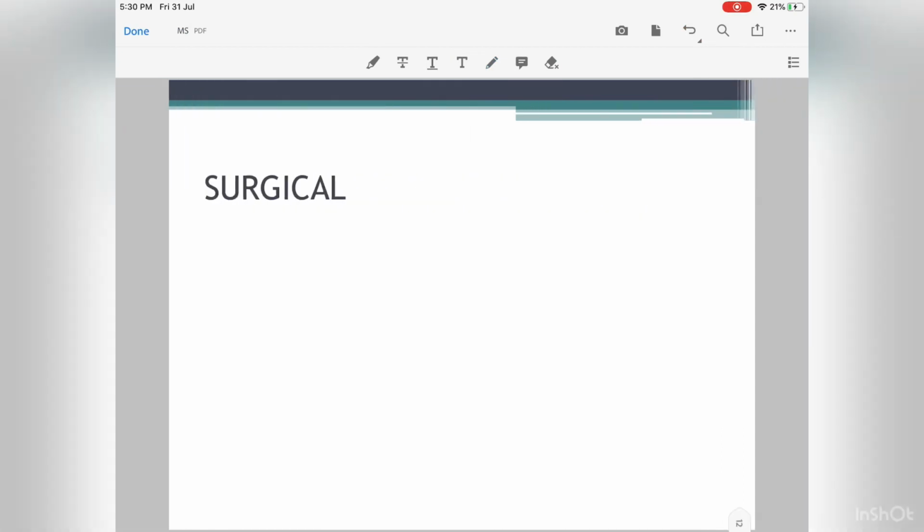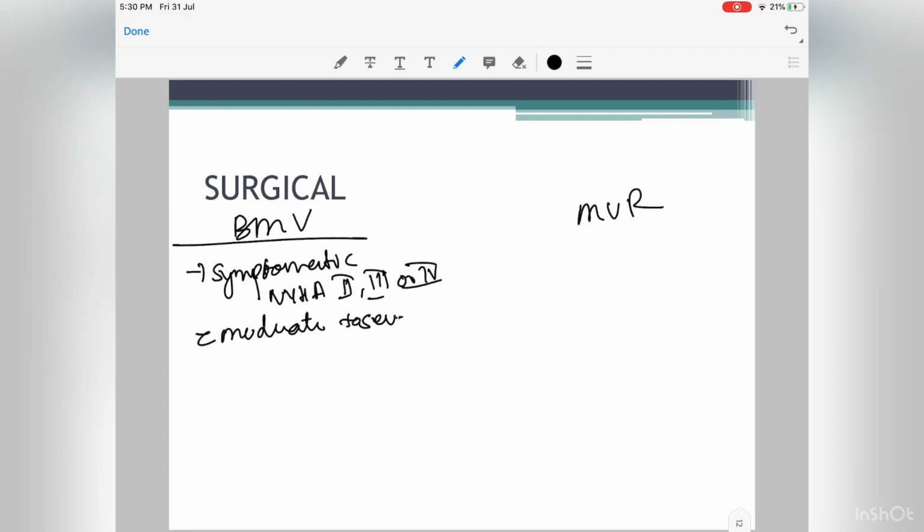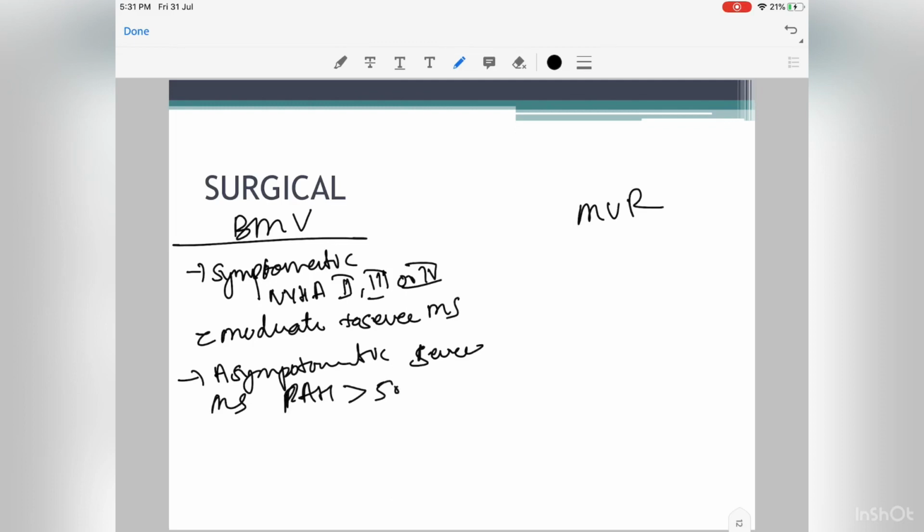Now coming to surgical treatment. Surgical treatment could be balloon mitral valvotomy or mitral valve replacement. Balloon mitral valvotomy is indicated when the patient is symptomatic with NYHA 2, 3 or 4 with moderate to severe MS, or if the patient is asymptomatic with severe MS with PAH more than 50, pulmonary arterial pressure more than 50 millimeters of Hg.